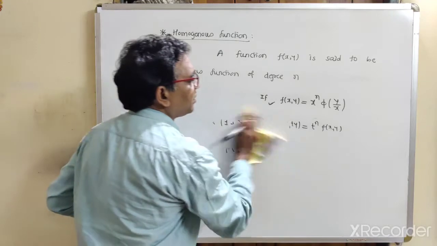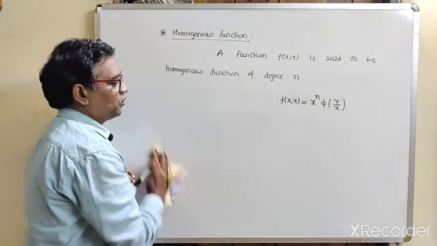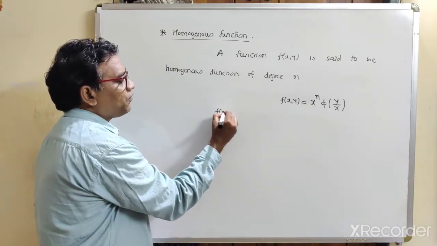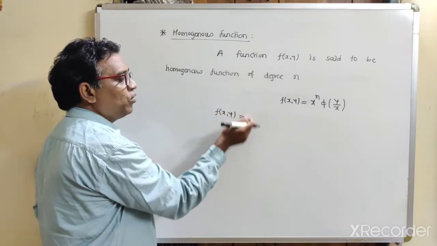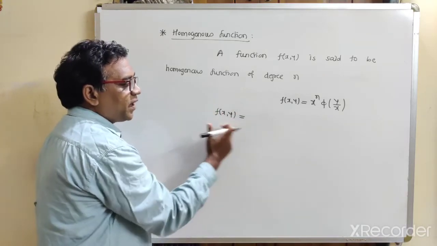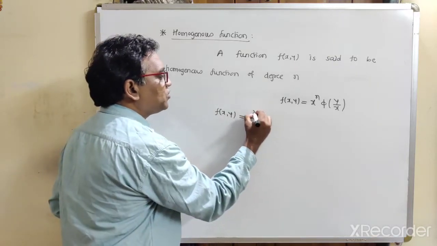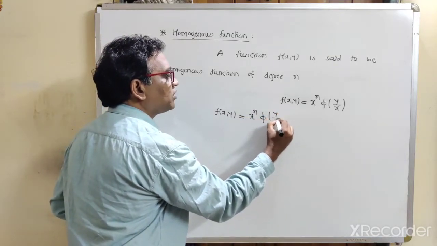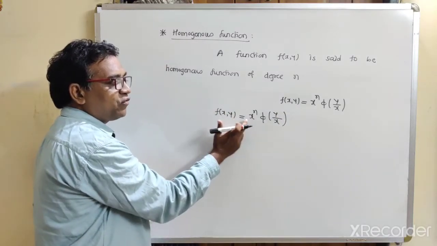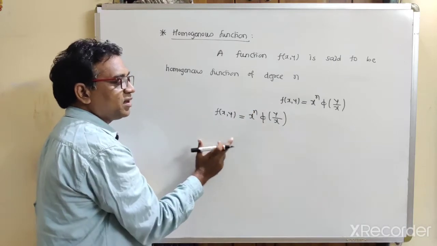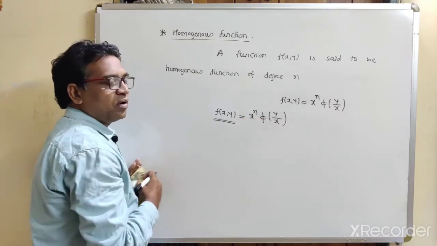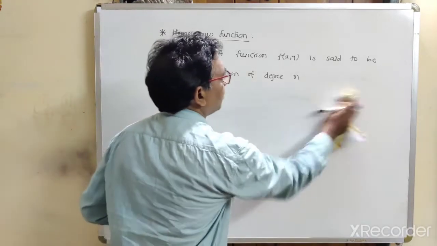So first of all remember the definition of homogeneous function. What is the definition? A function f(x,y) is said to be a homogeneous function of degree n, means that we can express this f(x,y) in the language of x raised to n into a function of y by x. If we express f(x,y) in this way, then this function is called the homogeneous function, and this n is called the degree of that homogeneous function.